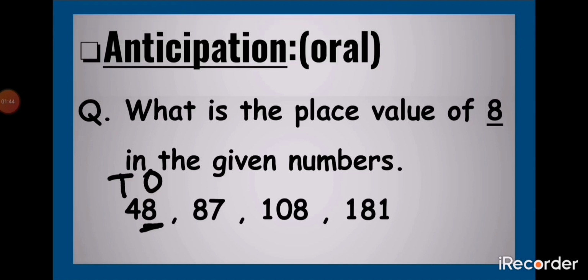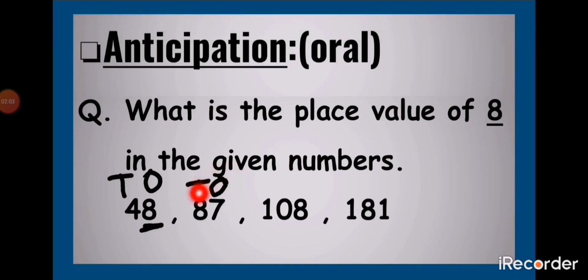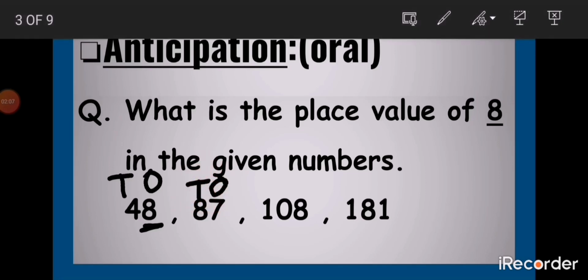Now the next number, 87. Again, for finding out the place value, we put the place value on each digit first. On the right side digit, we put the first value, that is ones. We write O for ones. The next digit is 8. We put T for tens on 8. So this number has 8 tens and 7 ones. And the place value of digit 8 in this number is 8 tens or 80.